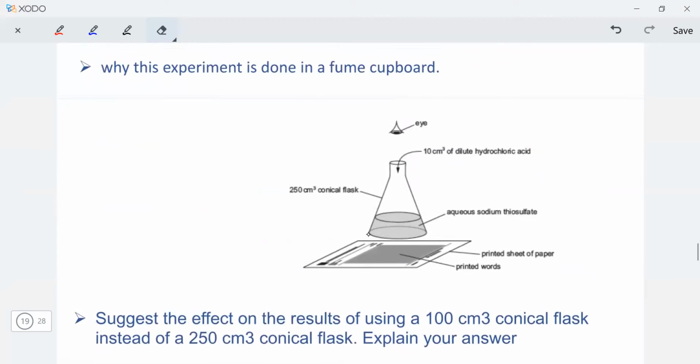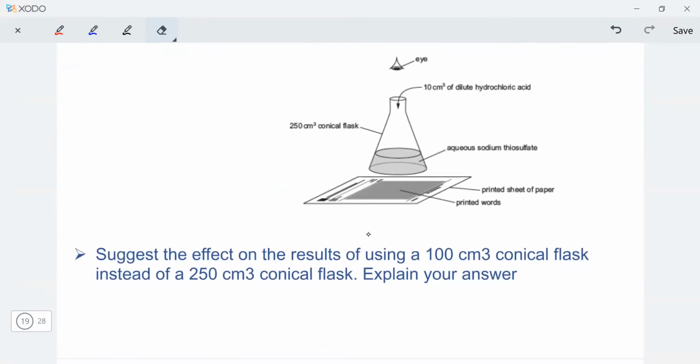Then here we have this famous experiment of the thiosulfate, where a precipitate is being formed. Sometimes they are going to ask you, why do we have printed words on the sheet? Or why do I use a white tile? In titration especially, it is to watch carefully any color change. Here, the printed words are so that we watch carefully when the precipitate forms.